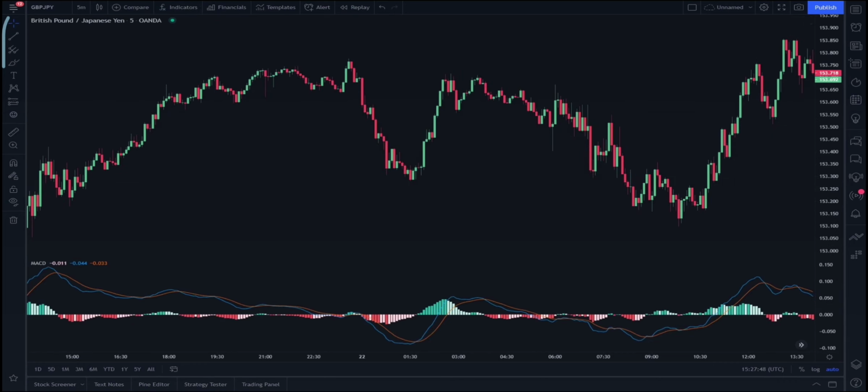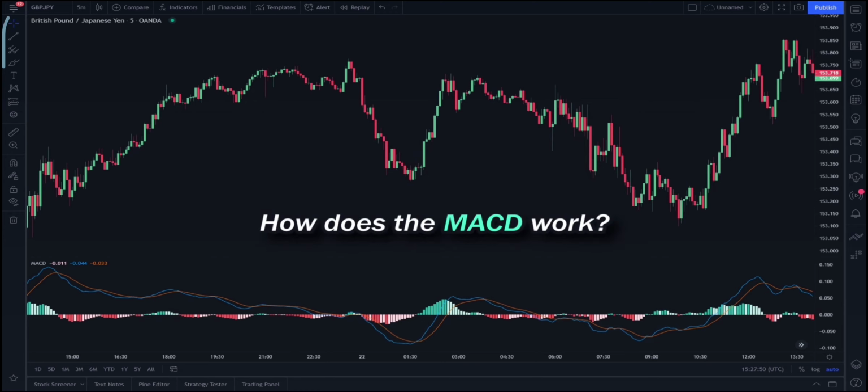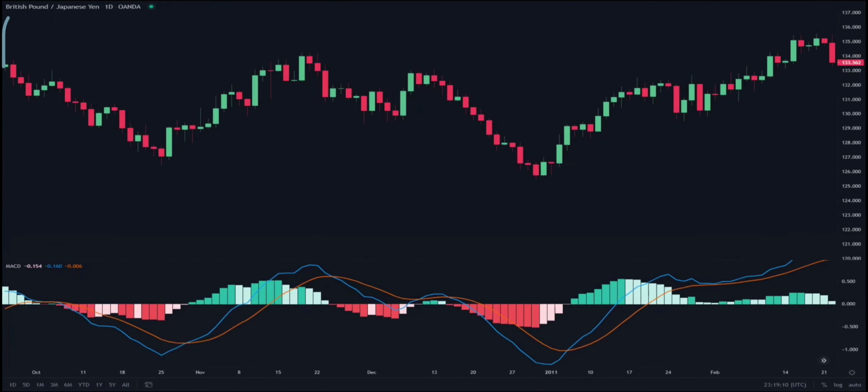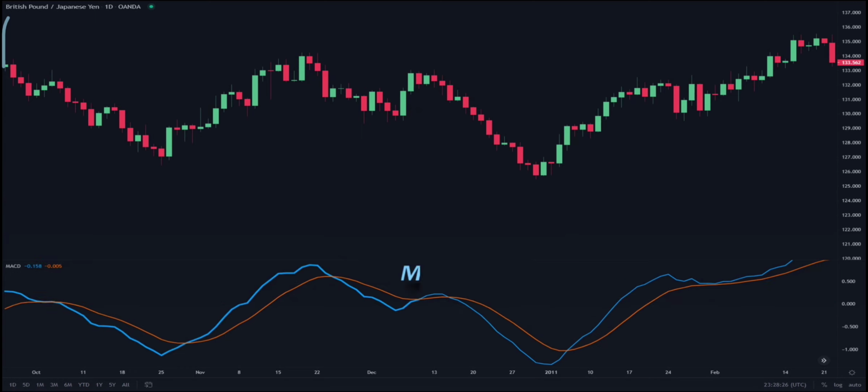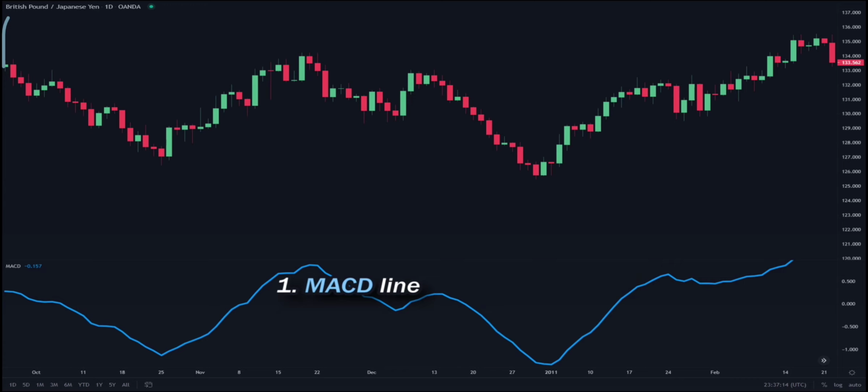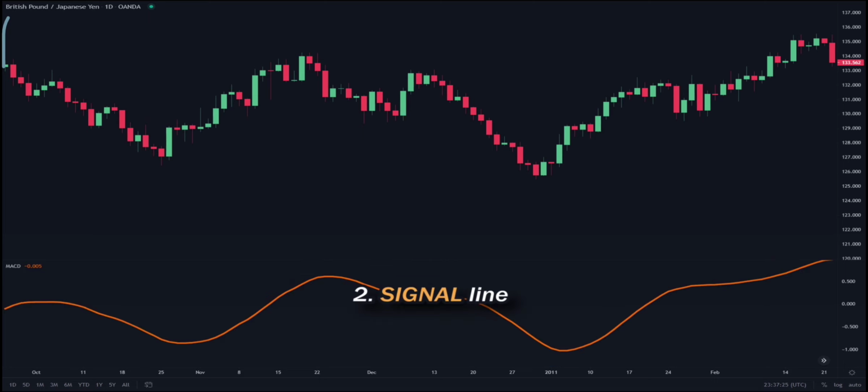Now, before we start, we first need to know how the MACD works. We can see here there are four components to the MACD. First, we have these two lines, the MACD line and the signal line. Notice the difference between the two. The MACD line moves faster and is more sensitive to price changes, which will be the main focus of the MACD indicator. Compare that to the signal line, which reacts slower to price changes, therefore giving it a smoother appearance.